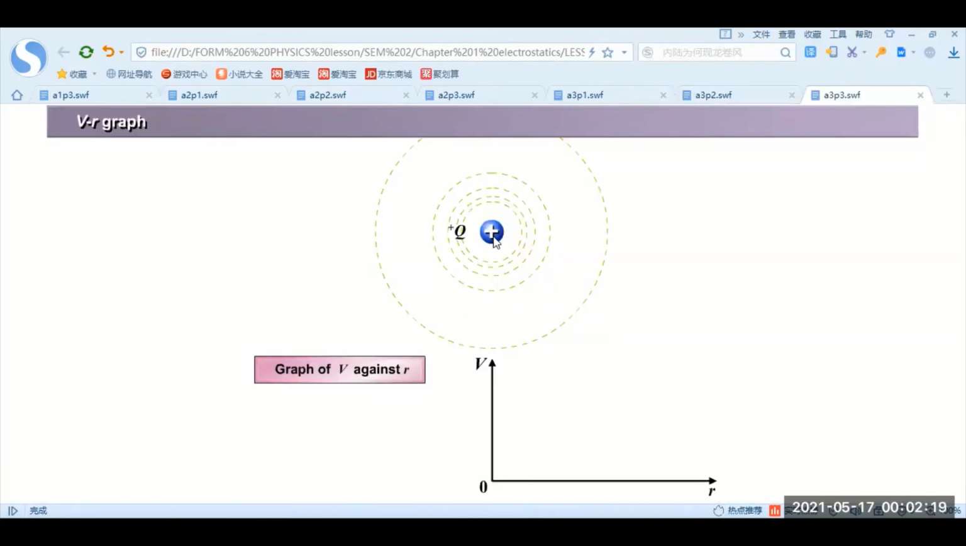Let's look at the point charge, a point charge with positive. Let's look at the graph of V against R, electric potential against R.